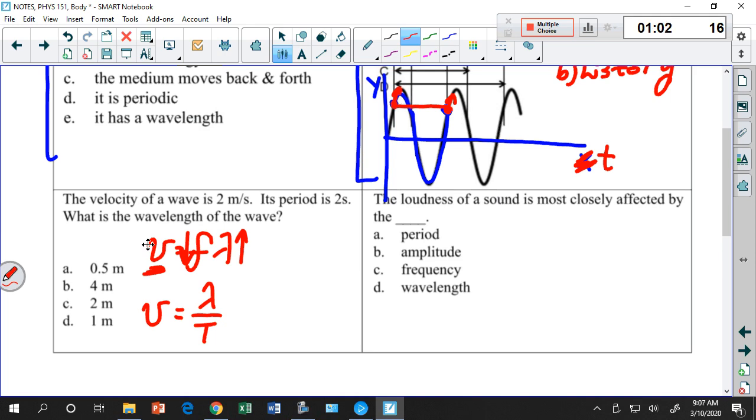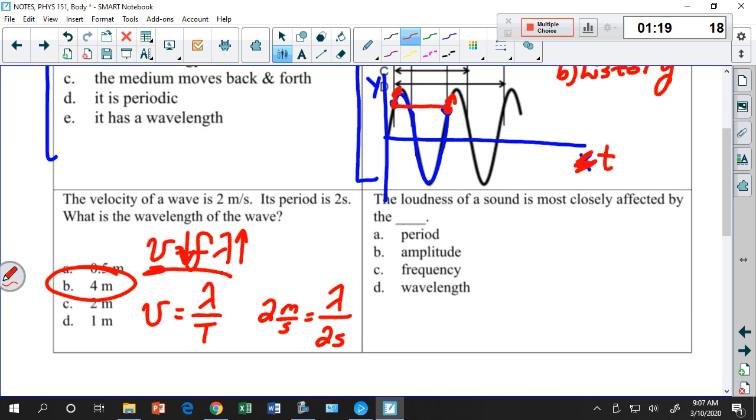So here, if my velocity is 2 meters per second, that's going to equal my wavelength divided by my period, which is 2 seconds. And so the wavelength is going to be, what is it going to be? 4. It's going to be 4. So B is the right answer.